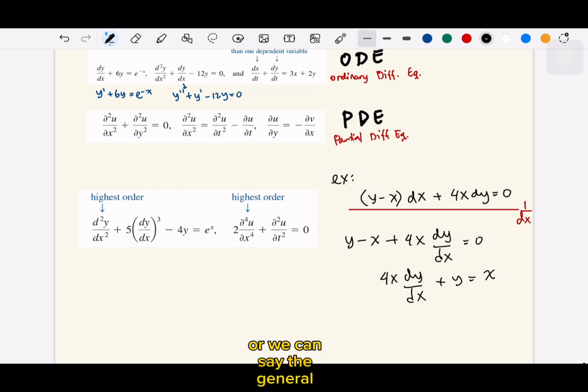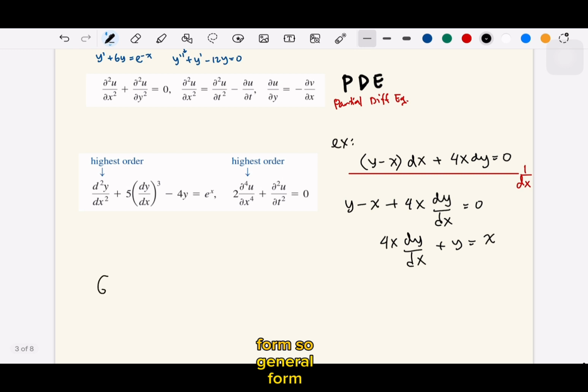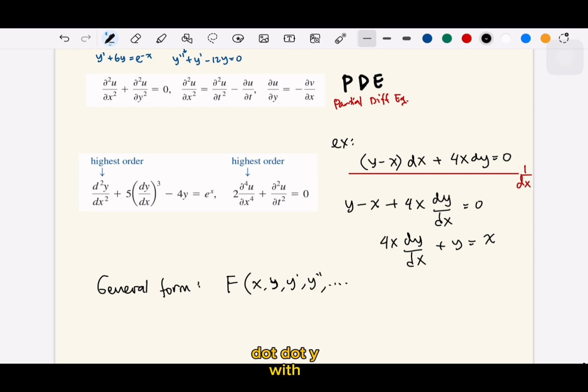Or we can say the general form. So the general form for this differential equation, we can write with a big F like that: F of x, y, y prime, y double prime, dot dot dot, y of order n, is equal to 0. So this is the general form.